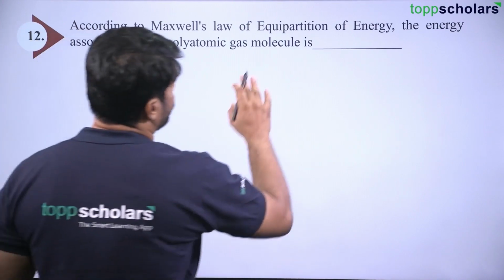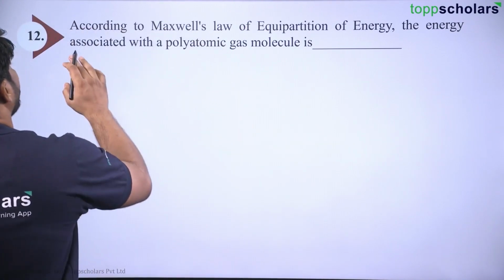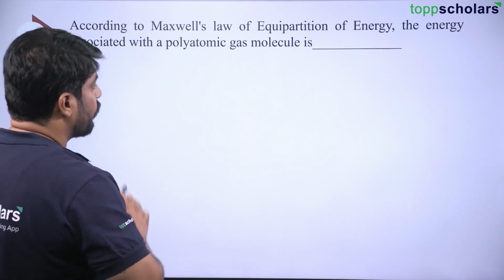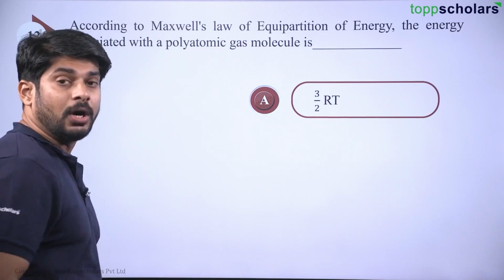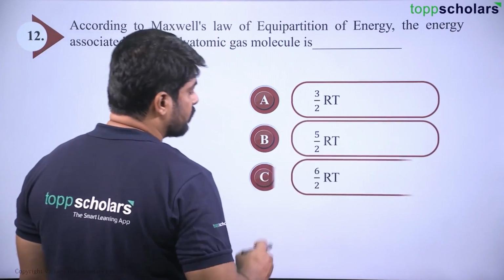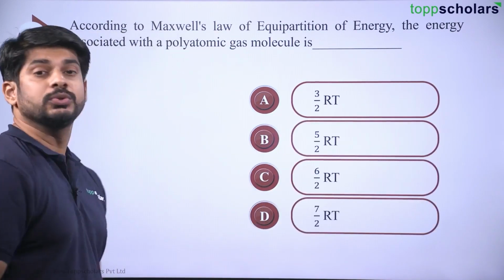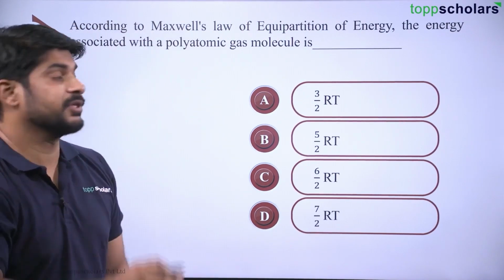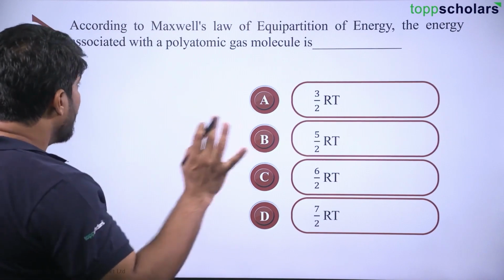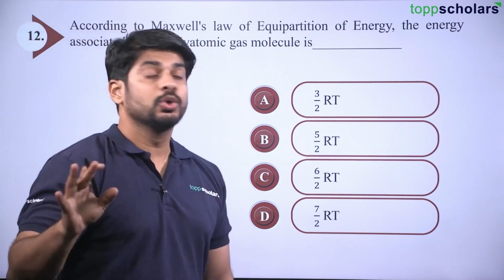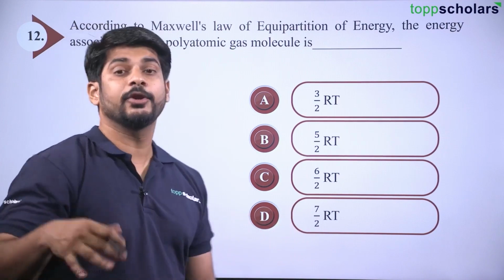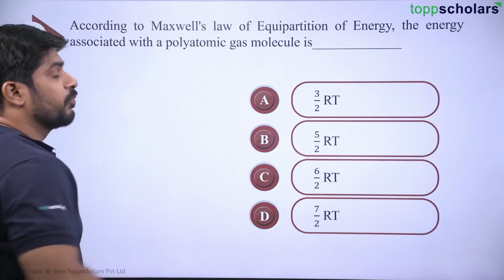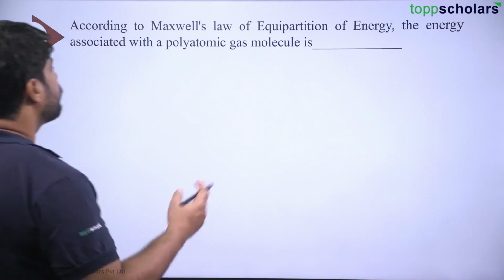Moving on to the next question now, question number 12. According to Maxwell's law of equipartition of energy, the energy associated with a polyatomic gas molecule is what? So it is 3/2RT, 5/2RT, 6/2RT or 7/2RT, where R is the gas constant and T is the temperature, isn't it? So we have to find out the total energy associated with a polyatomic gas molecule, or for example 1 mole of polyatomic gas. The solution is very simple.